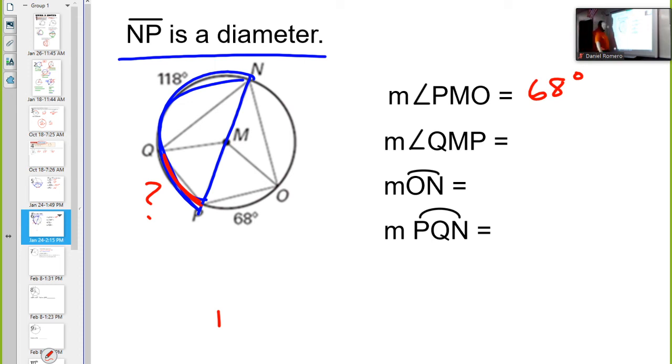Very good. Subtract 118 from 180. Good. 180 minus 118. And what do we get? 62?